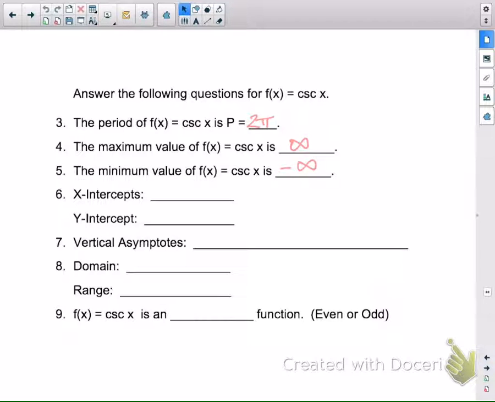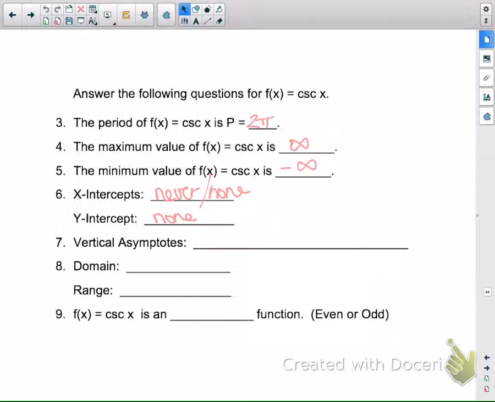Some of these are trick questions, kind of like that, maximums and minimums on that one. X-intercepts. Take a look at your graph. Where does that graph, not the asymptotes, but where does a graph cross the x-axis? Never. So there are none. You can say that. Y-intercept. Where does this graph cross the y-axis? It doesn't. So there is none of those either.